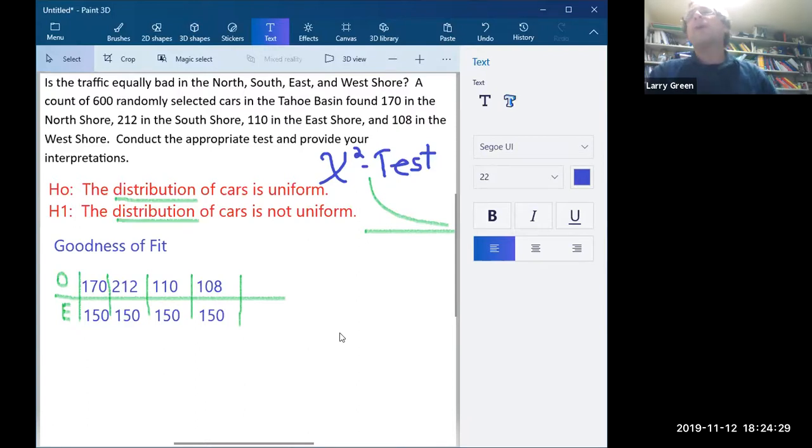So the bigger question is, are we off by a little or are we off by a lot? And that's a little harder to see. So notice, for example, in this first one, we're off by 20. The second one, we're off by much more, 62. The third one, we're off by 40. And the fourth one, we're off by 42. So the question is, is that a lot off or is that a little off? Any questions on that?